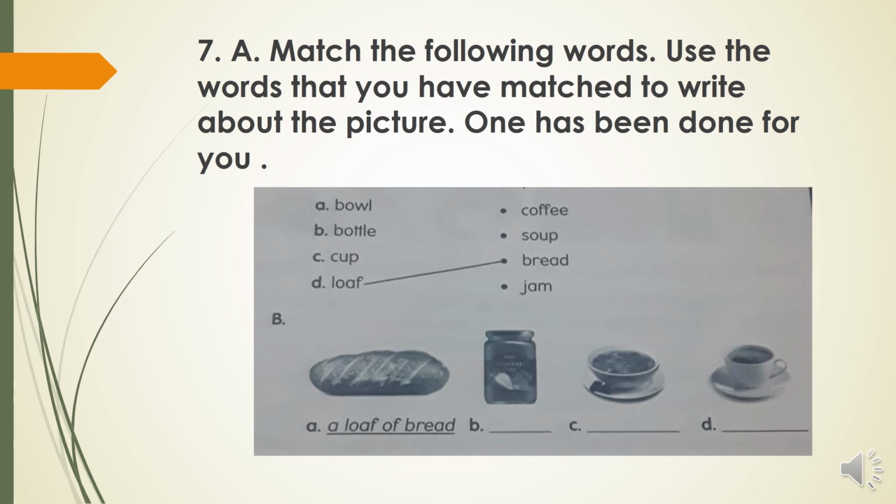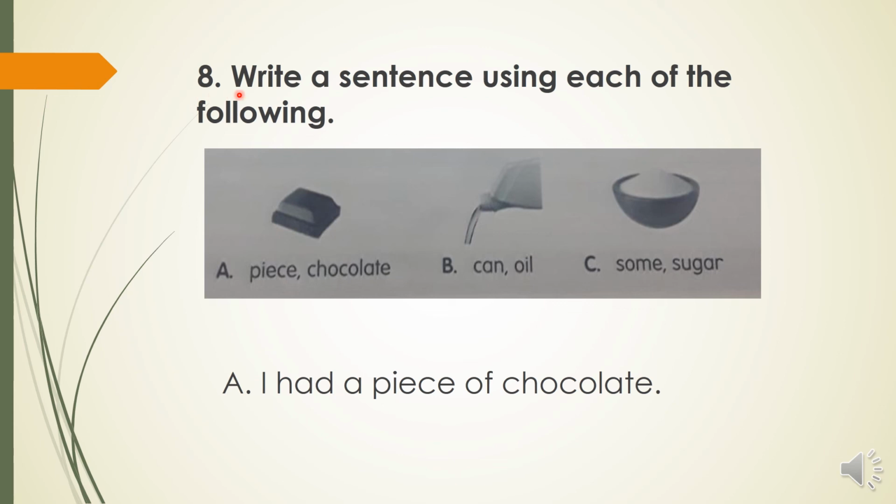Let's move on to the final question. Eighth question. Write a sentence using each of the following. So three pictures are given here. A, piece chocolate. B, can oil. C, some sugar. You have to make a sentence using each of the following. I have done the A part. I had a piece of chocolate. Yes. So with these two words, piece and chocolate, I have made a sentence. Similarly, make two sentences for B and C part.